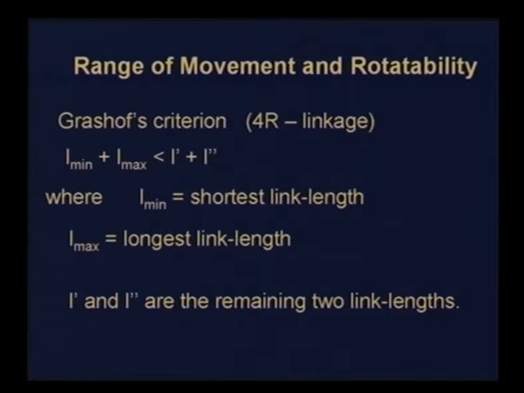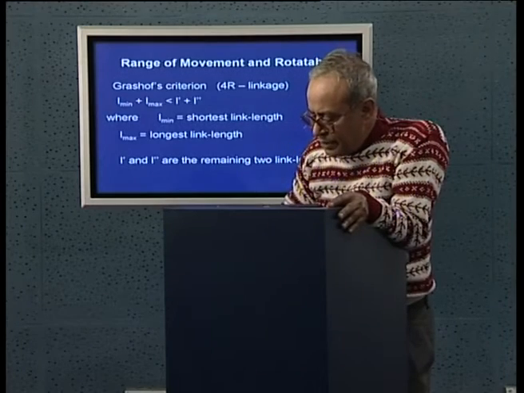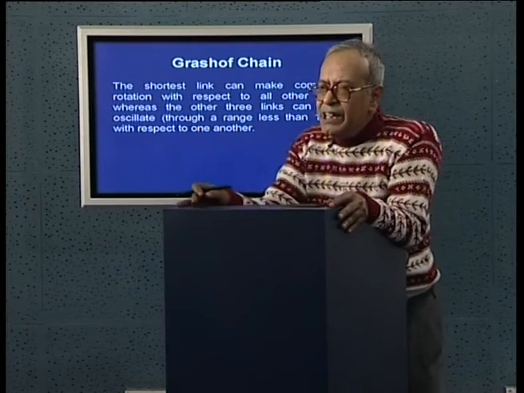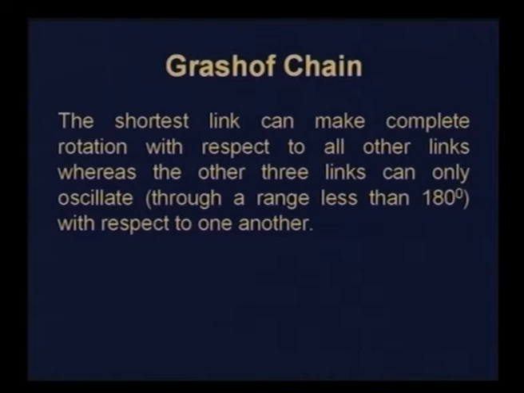Now, Grashof's criterion says L min plus L max is less than L prime plus L double prime. If the chain satisfies this criterion, then we call it a Grashof chain. In a Grashof chain, the shortest link can always make complete rotation with respect to all other links, whereas the other 3 links, that is except the shortest link, can only oscillate with respect to one another, and this amount of oscillation is always less than 180 degrees. So, in a Grashof chain the shortest link decides the kinematic behavior.